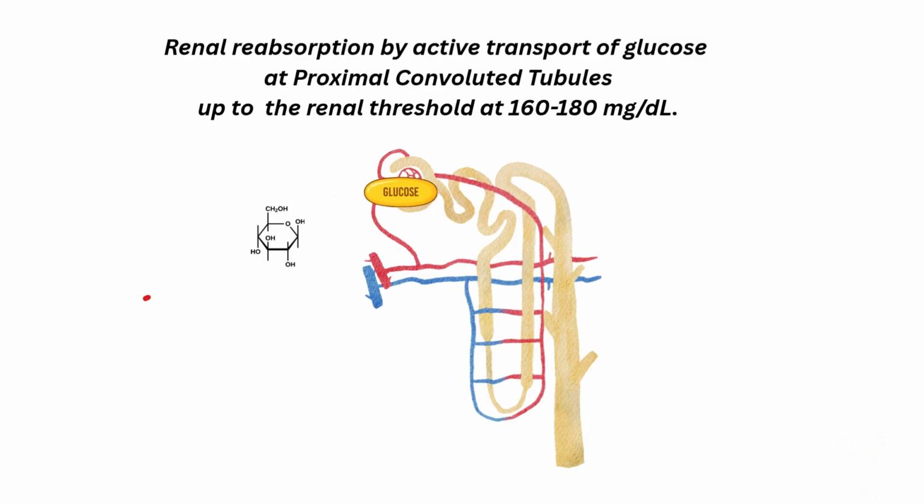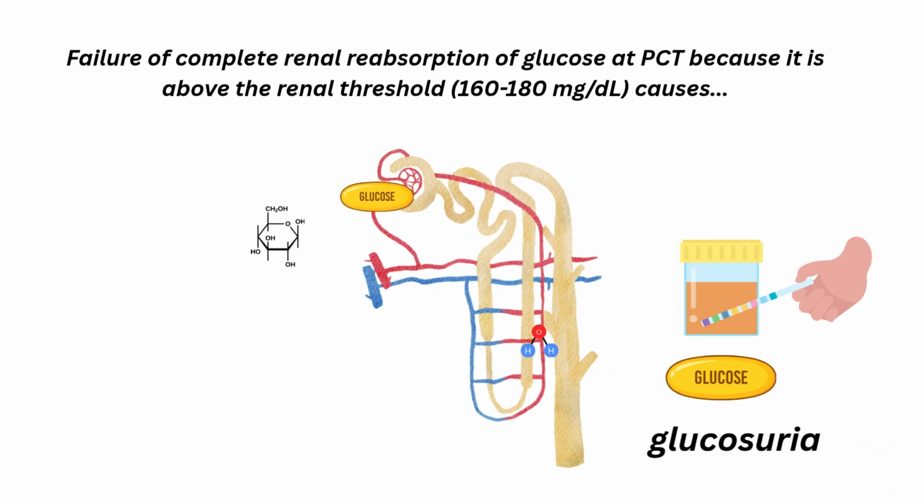Renal reabsorption by active transport of glucose occurs at the proximal convoluted tubules, but only up to the renal threshold at 160 to 180 milligrams per deciliter. High glucose levels above the renal threshold spill into the urine, forming glucosuria, seen in patients with diabetes mellitus. Glucose is osmotically active, pulling water molecules along with it, thereby causing an osmotic diuresis, where diabetic patients urinate frequently with high volume, known as polyuria. When they drink a lot to compensate for diuresis, it is known as polydipsia.